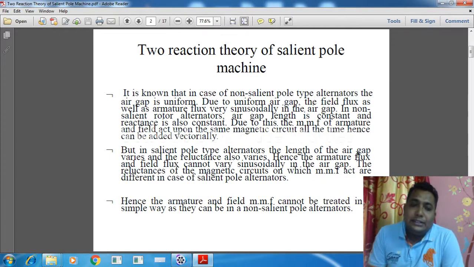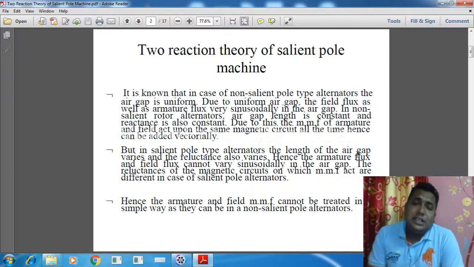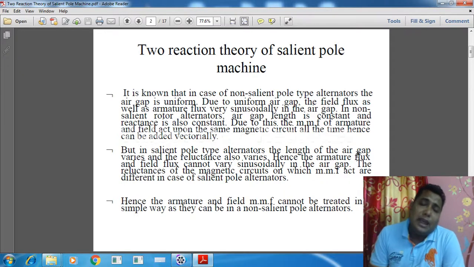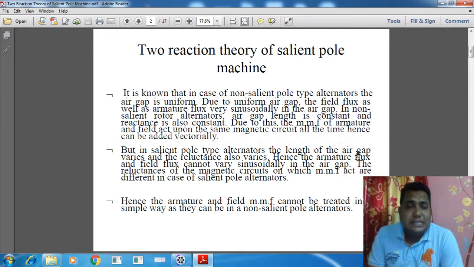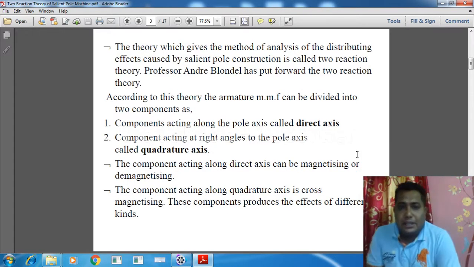The reluctances of the magnetic circuit on which the EMF acts are different in salient pole alternators, because the distance between the poles and the area adjacent to the poles are not equal in length, so the air gap is not uniform. So today we are going to derive how we can find out the EMF and MMF values in the air gap, as the air gap is not uniform.